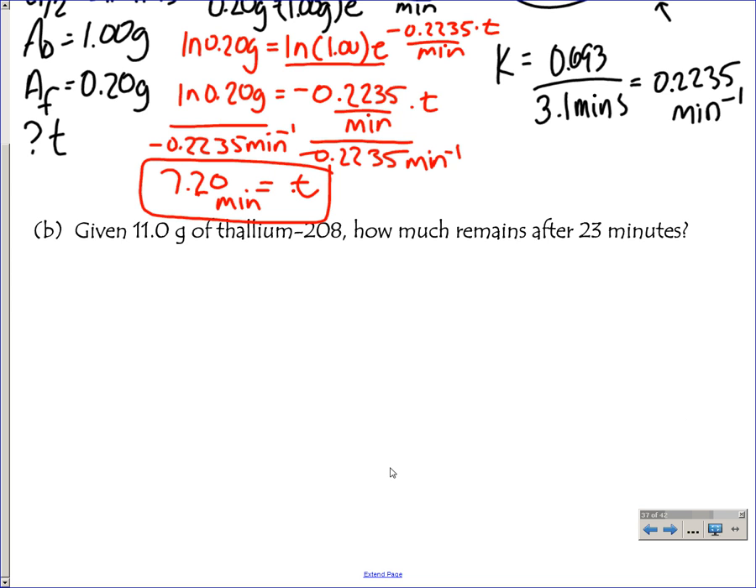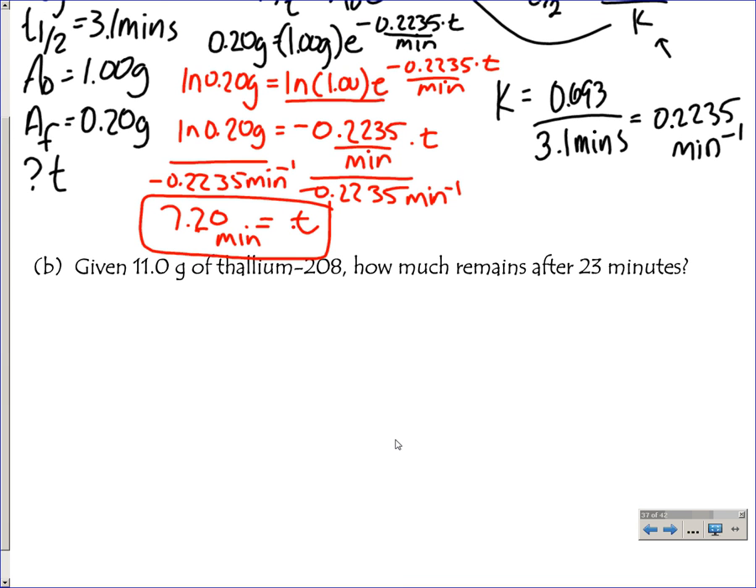Okay, part B of this says, how much remains after 23 minutes? Since this is within the same problem, it's talking about the same substance, with the same half-life and the same original value. So same isotope, same K, same half-life. If you've got information given to you, we're just going to plug it into this equation.